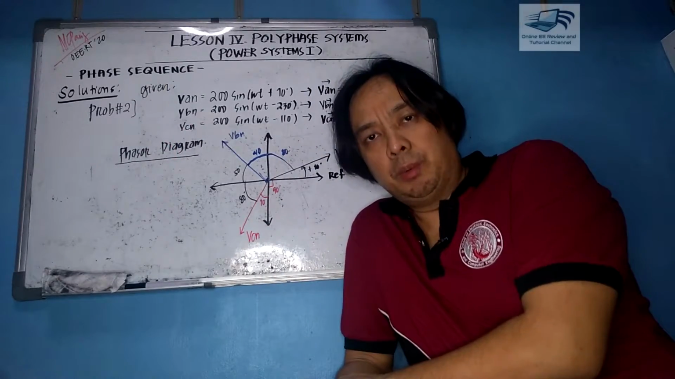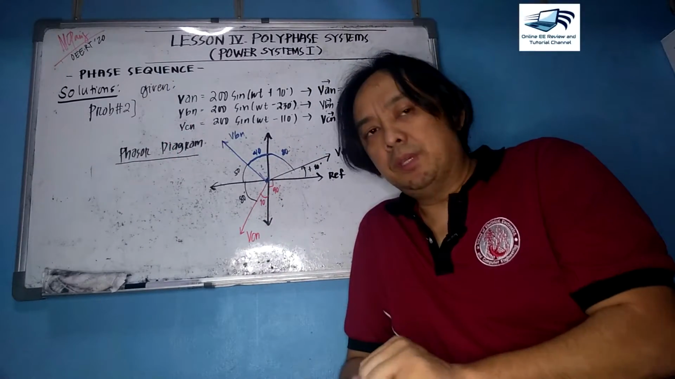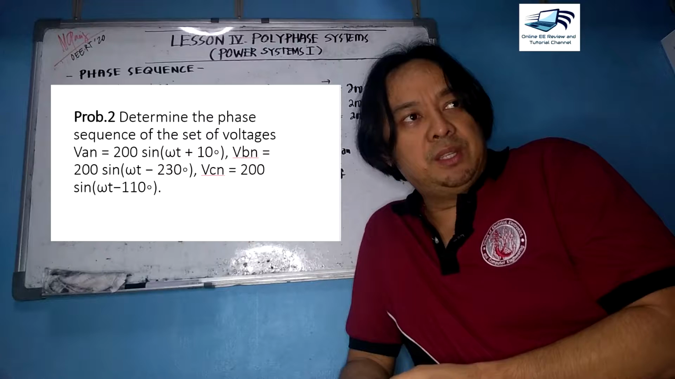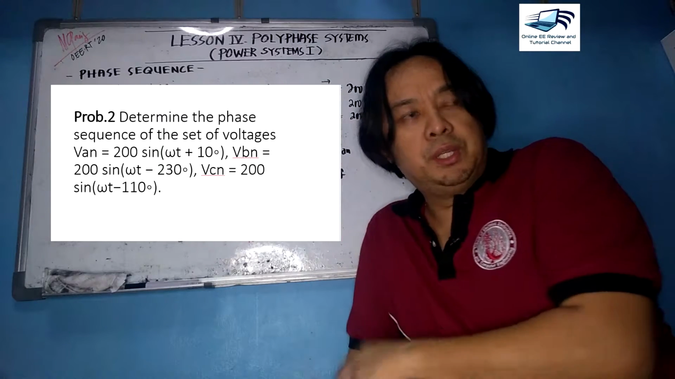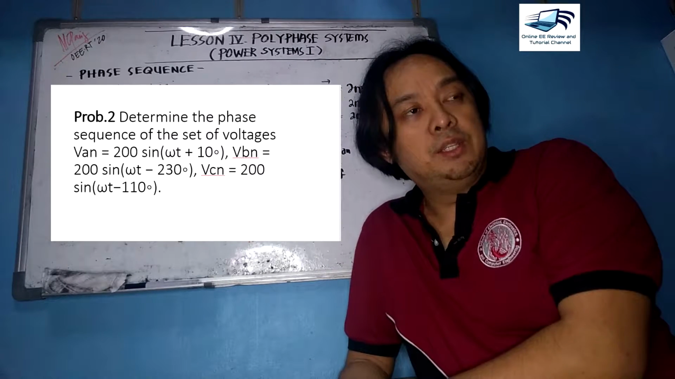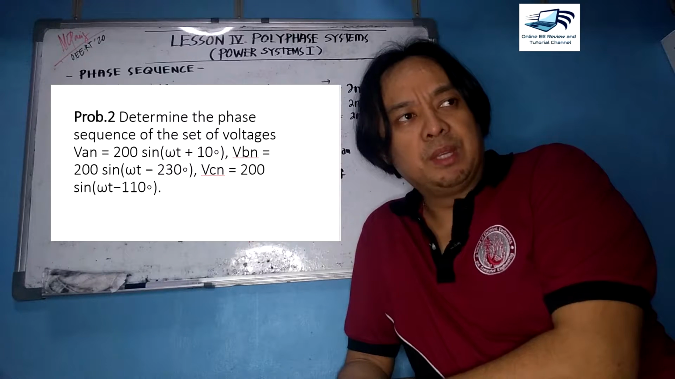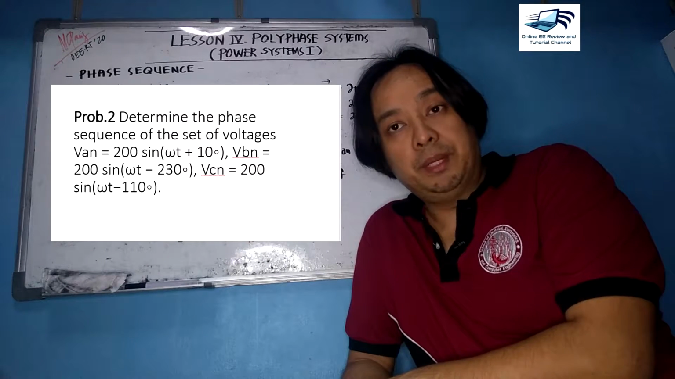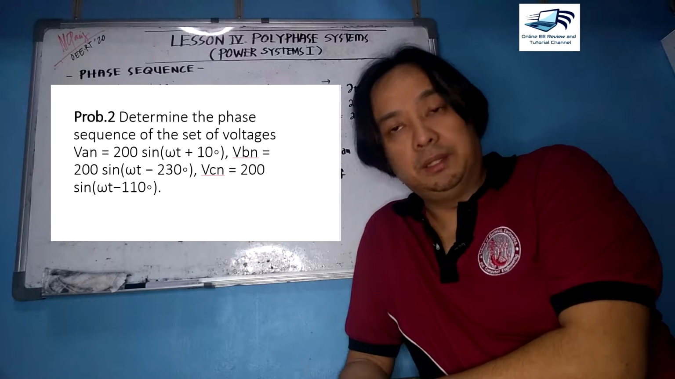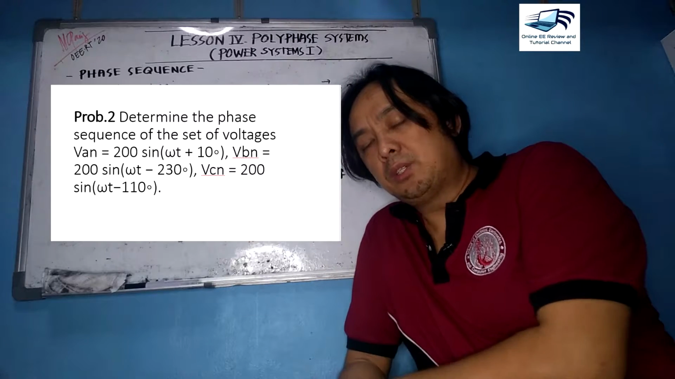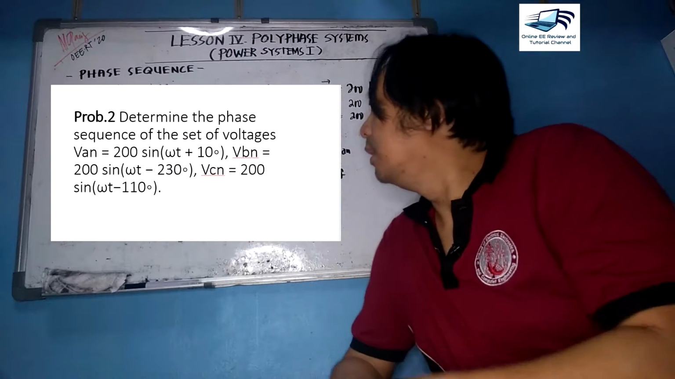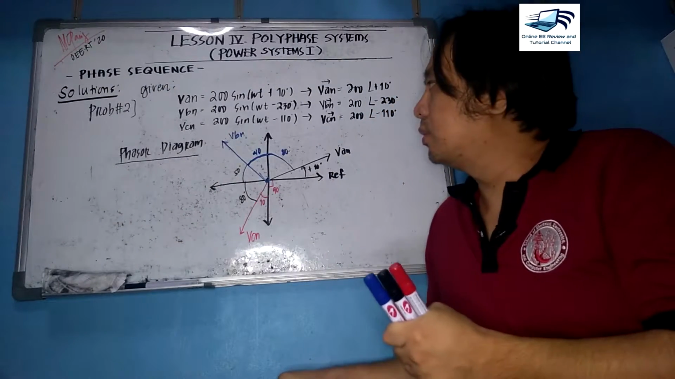Okay, let us continue our problem solving on phase sequences. So this is problem number 2. Let us read the problem first. Determine the phase sequence for the set of voltages, which I can enumerate for you. Van is equal to 200 sine omega t plus 10 degrees. Vbn is 200 sine omega t minus 230. And Vcn is equal to 200 sine omega t minus 110 degrees. So our main goal here is to determine what is the sequence of this set of vectors. Okay, let us move forward to the solution.